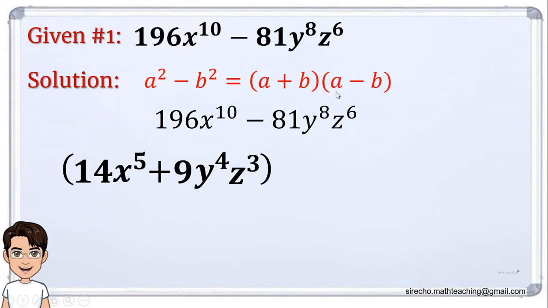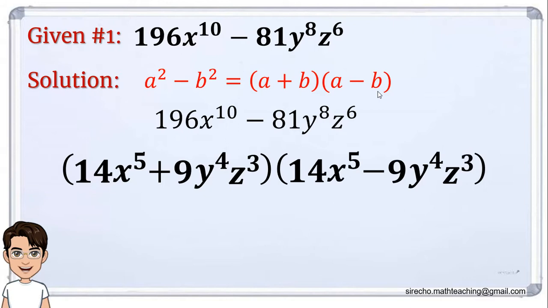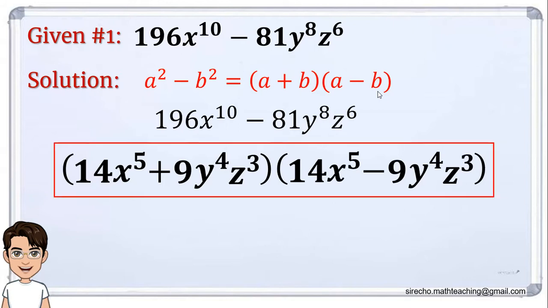Next, we just copy and paste, but from positive it becomes negative, or from sum it becomes difference. And that's all. Our final answer is the quantity 14x to the 5th plus 9y to the 4th z cubed, times the quantity 14x to the 5th minus 9y to the 4th z cubed. And that's our final answer.